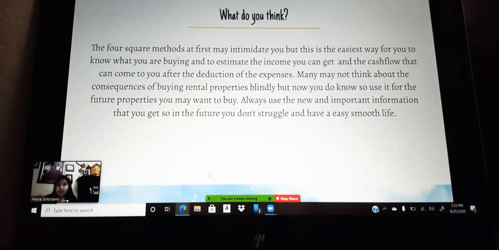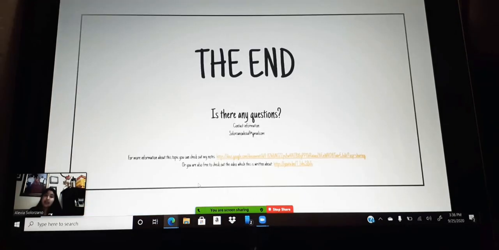What do you think? The Foursquare method at first may intimidate you, but this is the easiest way for you to know what you're buying and to estimate the income that you can get and the cash flow that can come to you after the deduction of expenses. Many may not think about the consequence of buying rental properties blindly, but now you do. So use it for the future properties you may want to buy. Always use the new and important information that you get so in the future you don't struggle and have an easy, smooth life. This is the end of my presentation.